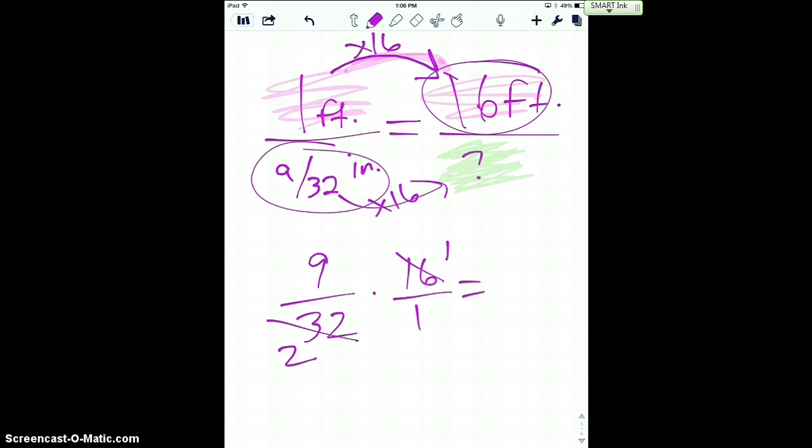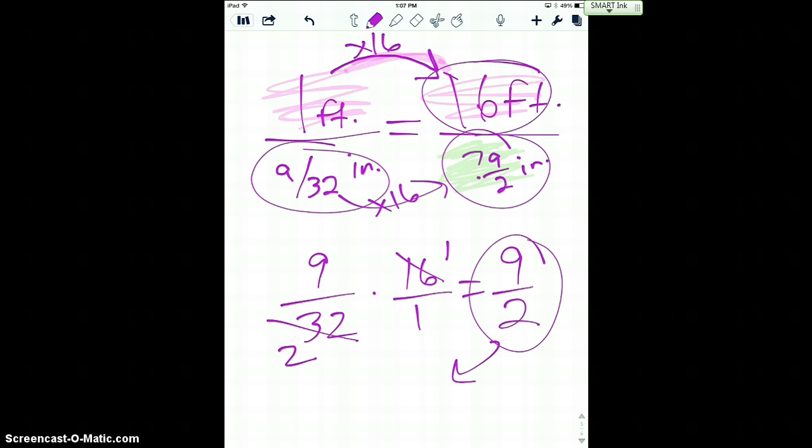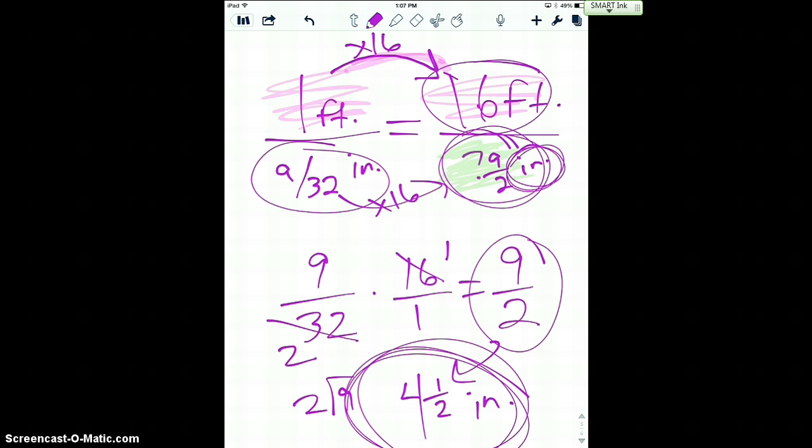So I'm at 9/2. And instead of saying, oh, the heart is 9/2 inches, well, that's improper. So I'm going to convert that to a mixed number. And 9 divided by 2 is 4 1/2. And is the human heart 4 1/2 feet? No, this was in inches. So it's inches. They based it on a heart that was 4 1/2 inches in height.